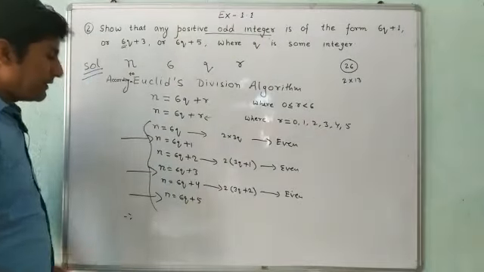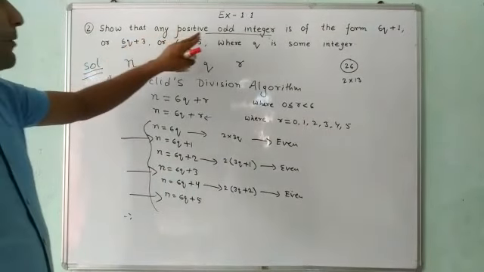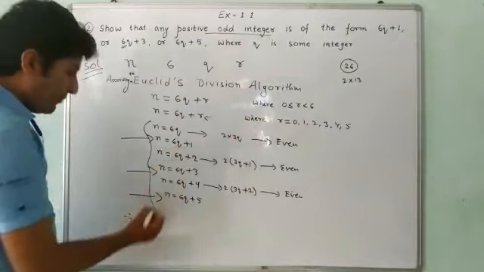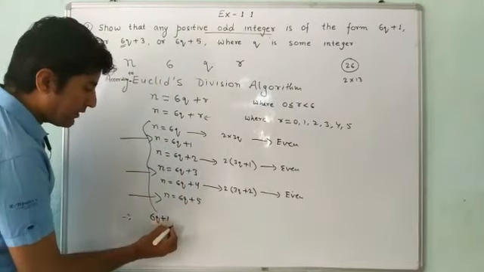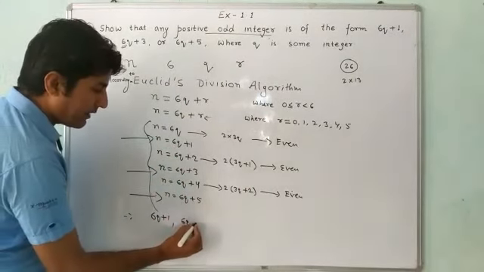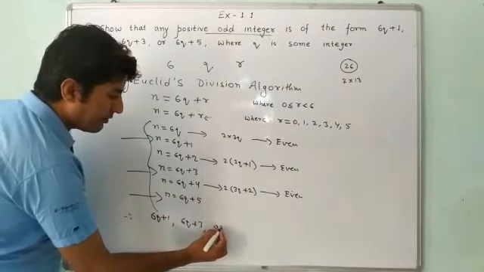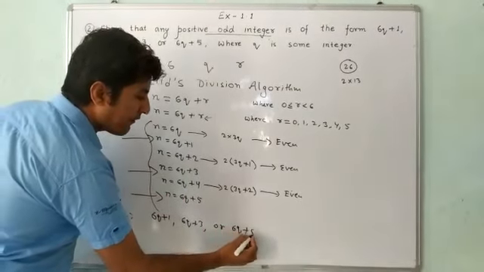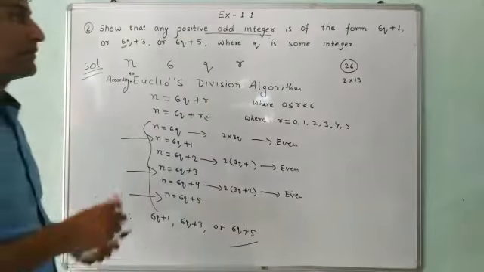Hence, finally, we can write that any positive odd integer is either in the form of 6q plus 1, 6q plus 3 or 6q plus 5. So this is our solution.